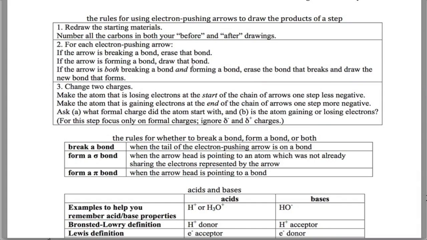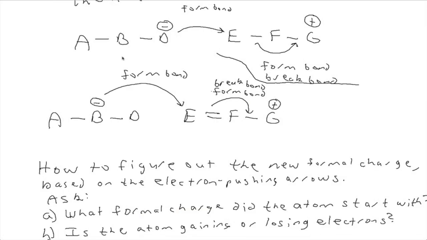The most important rule, though, is maybe something I didn't write down. The most important rule is don't break any bond that the arrows don't tell you to break. Don't form any bond that the arrows don't tell you to form, and don't change any charge that the arrows don't tell you to change. That might seem obvious, but the most important rule is don't make any changes that the arrows don't tell you to make. And do make all the changes the arrows do tell you to make. All right, so you have those rules there in that handout.